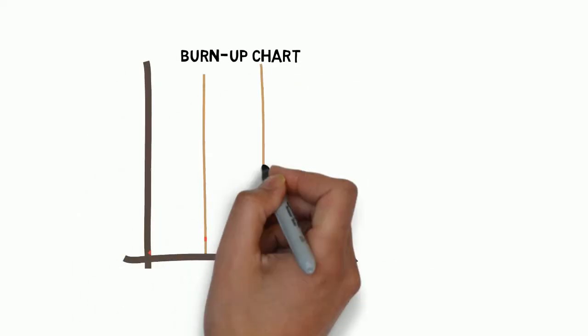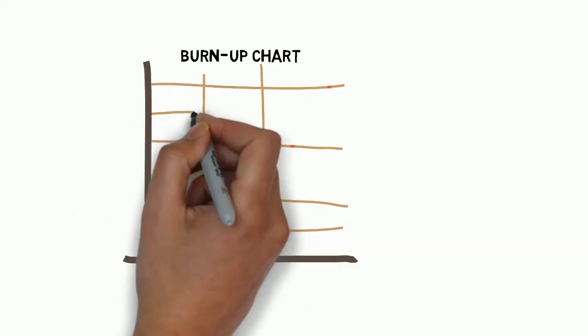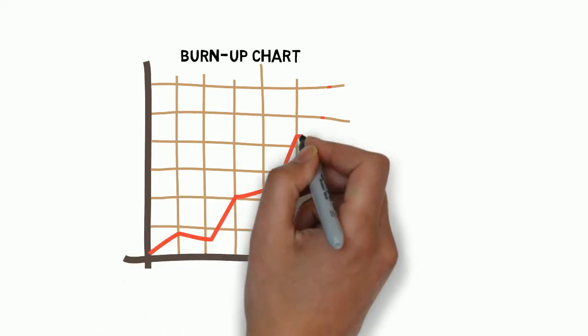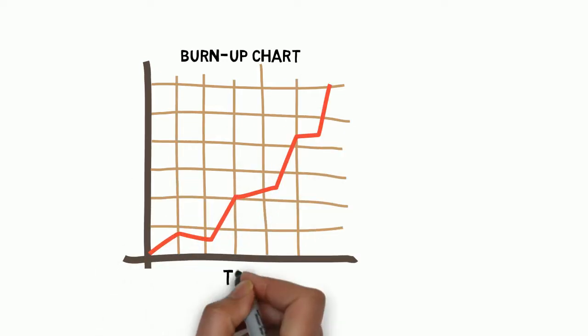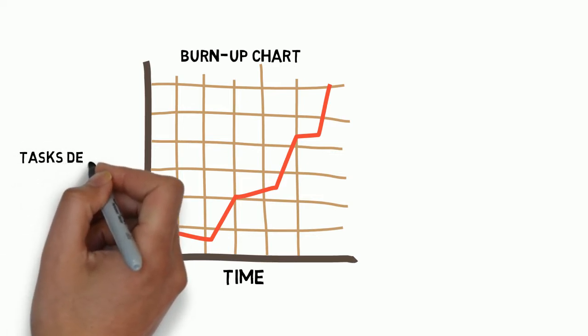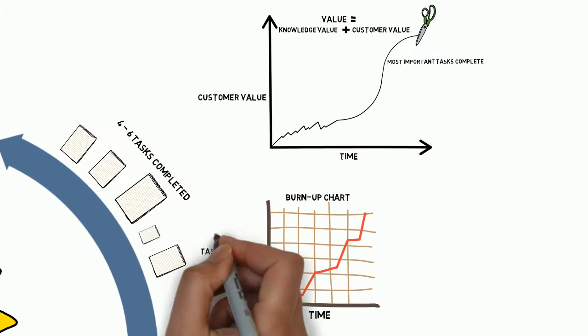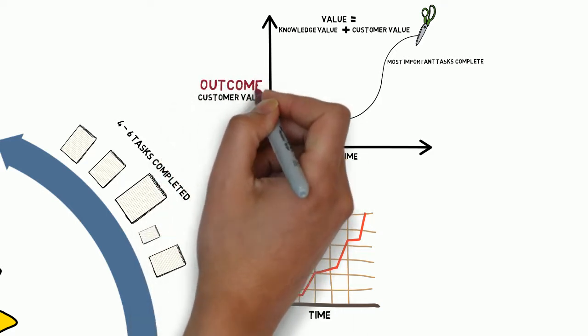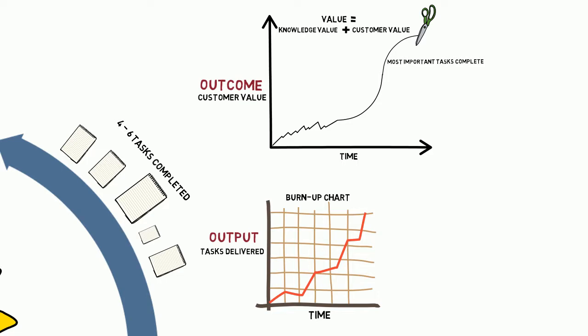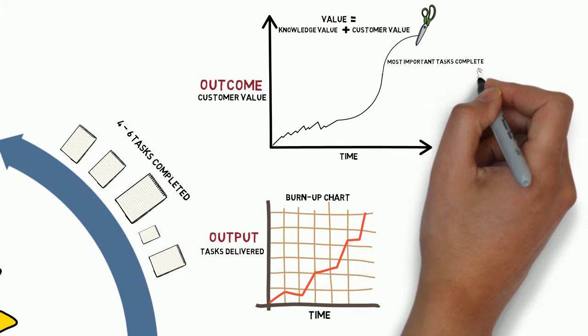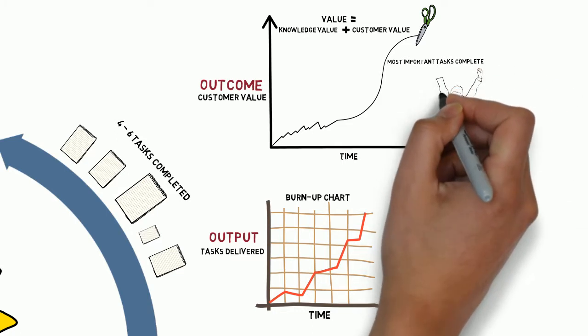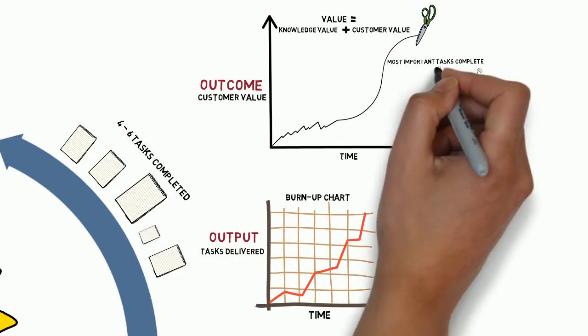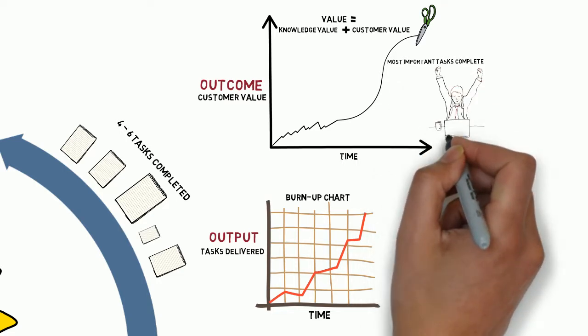To measure the velocity of the team, you can draw an action burn-up chart like this. This chart shows the cumulative number of actions delivered over time. Notice the difference. This curve shows output. This curve shows outcome. That's the output and that's the outcome that we know it will achieve. Our goal is not to produce as much output as possible. Our goal is to reach the desired outcome. Happy stakeholders using the least possible output.